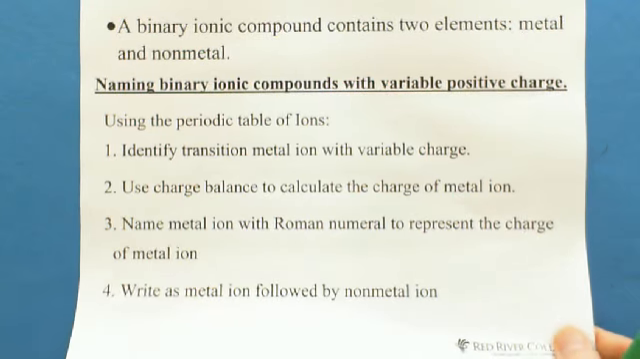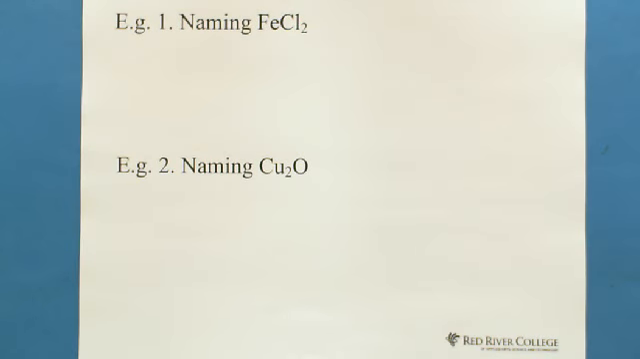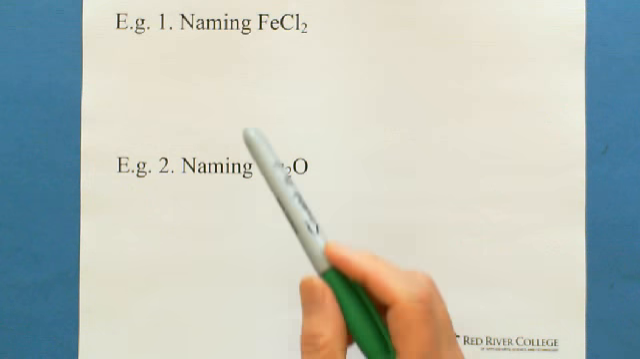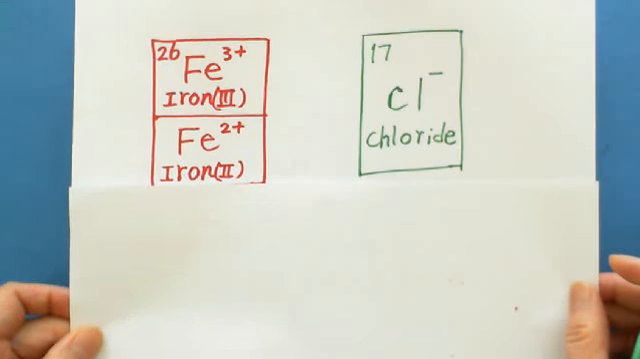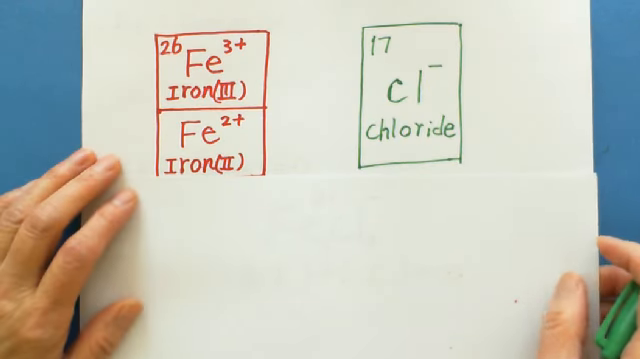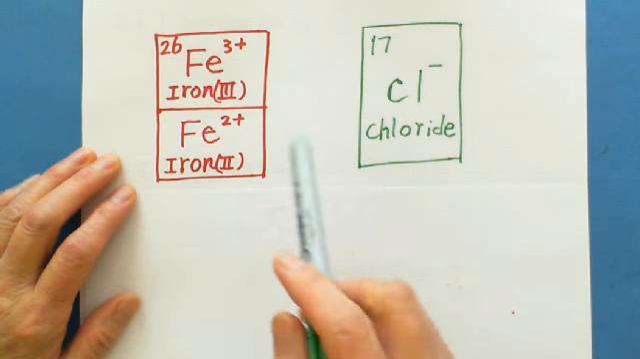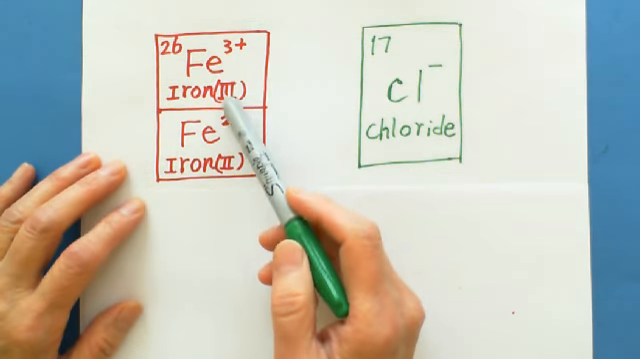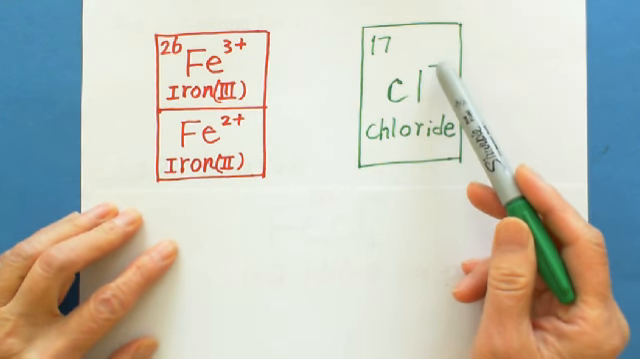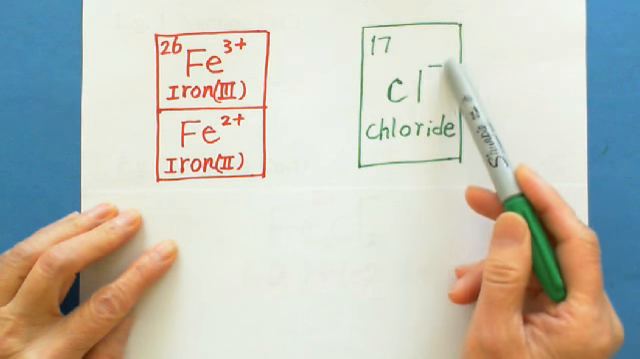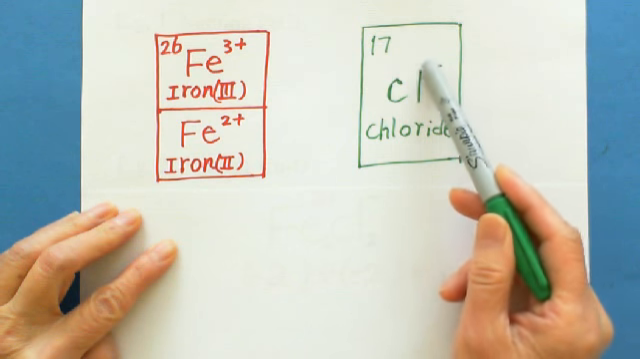So let's look at 2 examples. First example, naming FeCl2. From the periodic table, we already know iron is a transition metal, atomic number 26, and has 3 positive or 2 positive. And chlorine is a non-metal, always has a fixed negative charge, which is -1.